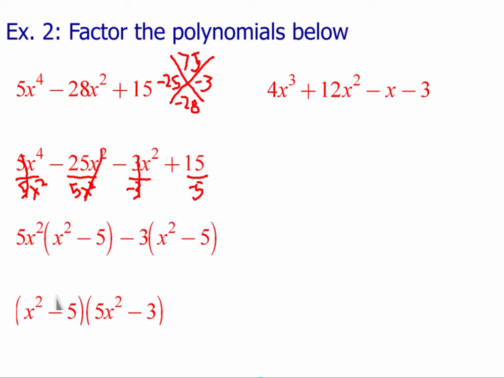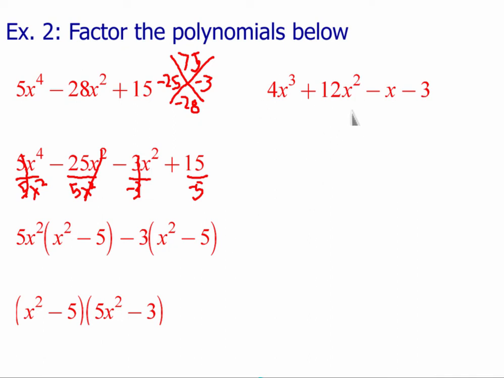And now I need to check, because these have squareds in them, I have to check to see if they can be factored. Because they have two terms, the only way they can be factored is if both of these are perfect squares. x squared is a perfect square, but 5 isn't, so this can't be factored. 5x squared, well, 5 is not a perfect square, and neither is 3, so this can't be factored. So that's it. That's my answer.